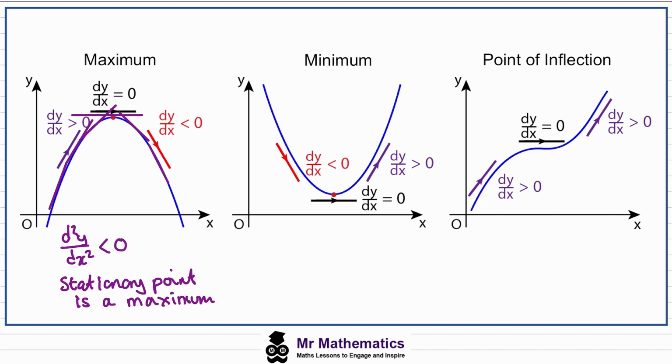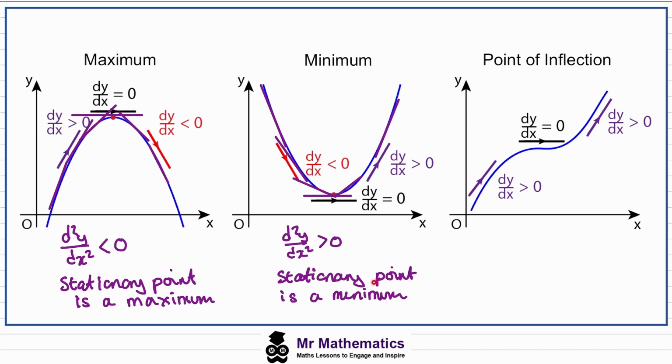If we look at when the stationary point is a minimum, well, you can see for small values of x that the gradient is negative, and it's quite steep negative. And as x increases, the gradient increases. It's still negative, but it's less steep, until we get to the stationary point where the gradient is 0. And the gradient continues to increase, and now positive and even more steep. So when the rate of change of a gradient, d squared y over dx squared, gets bigger, this is greater than 0, and this is where the stationary point is a minimum.